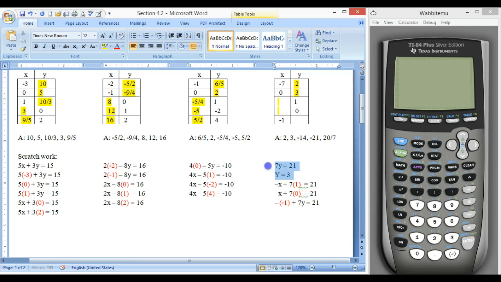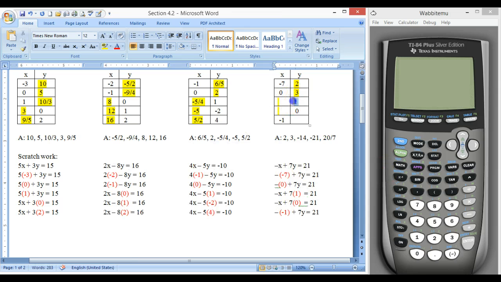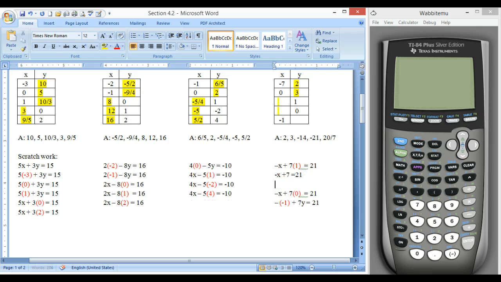Okay, and the next one, we're substituting 1 in for y in this one. 7 times 1 is 7. So I have negative x plus 7 equals 21. Subtract 7 from both sides to isolate the x. So that's gone. Subtract 7, which gives me negative x equals positive 14. But I'm not done. I have to have this be a positive x.